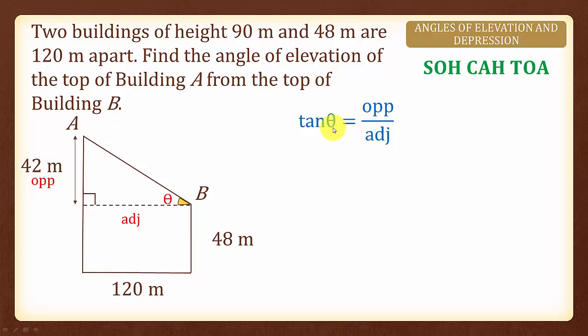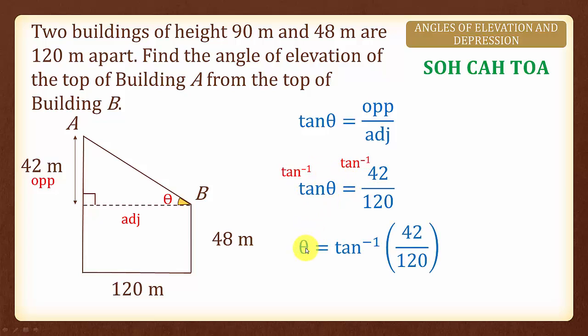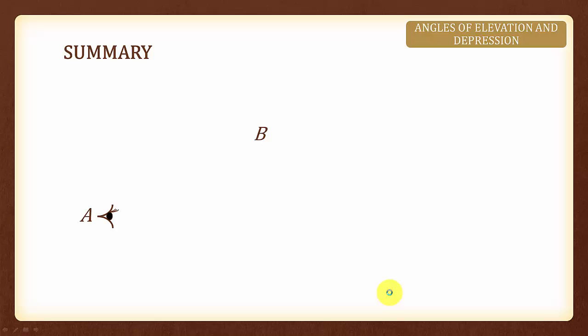Now, theta is the angle that we want to find, so we will have tangent theta equals to 42 over 120. To find theta, we will need to inverse tangent on both sides. And we will have theta equals to the inverse tangent of 42 over 120. By pressing the calculator, you will have theta equals to 19.3 degrees, rounded off to 1 decimal place because we are finding angles.